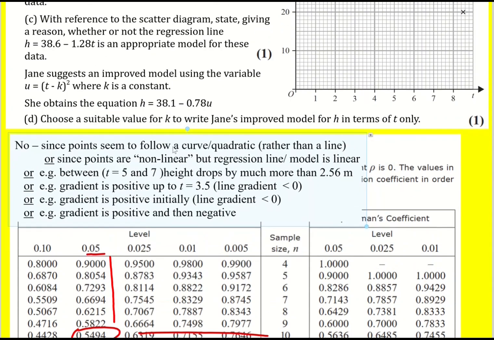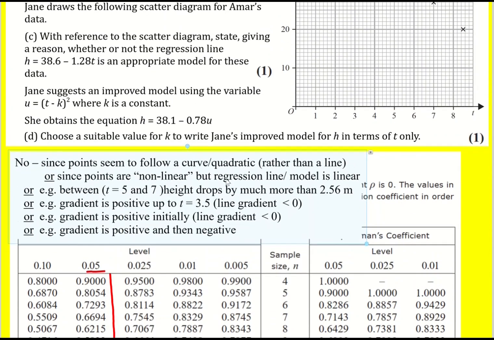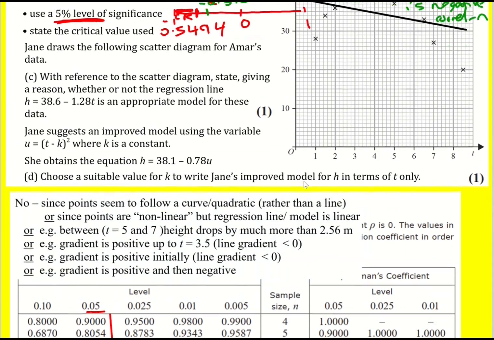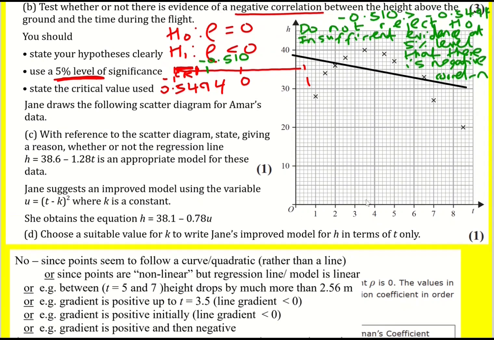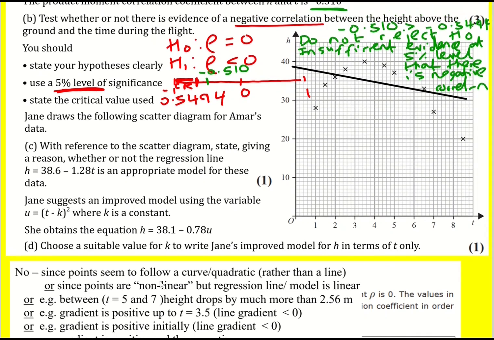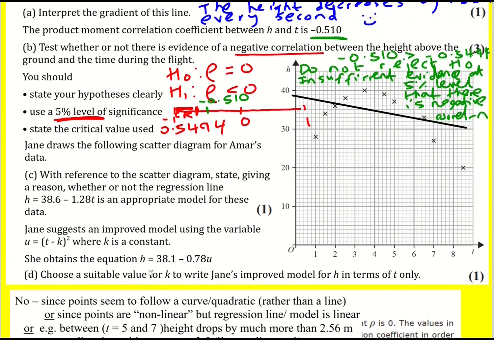They say, yeah, it could follow a curve or a quadratic, non-linear, but a regression line is a linear fit. The height drops by more than 2.56 between t is 5 and 7, you could say. It's just that the average is that it's going down by 1.28. The gradient's positive initially, then negative, that's something you could say. Words along those lines would basically say that it's not going to be an appropriate model.